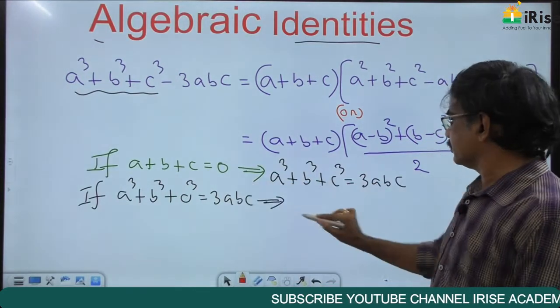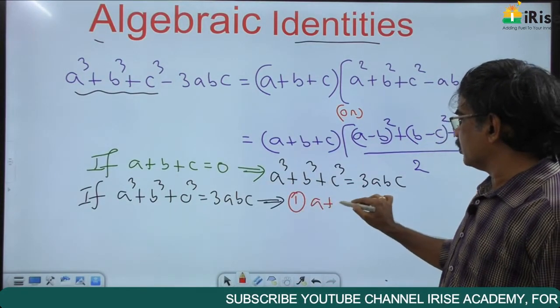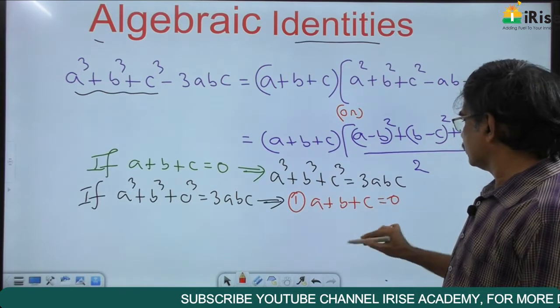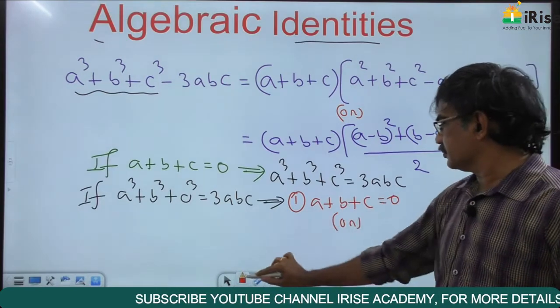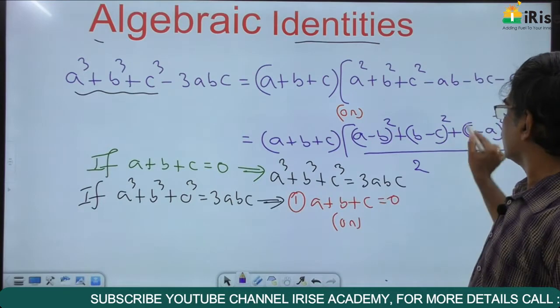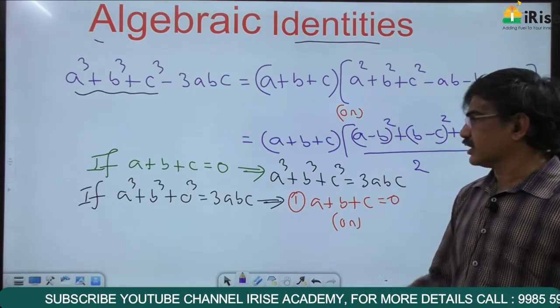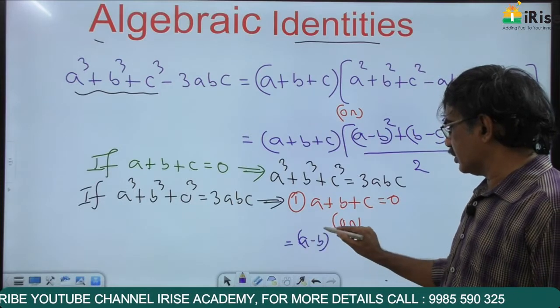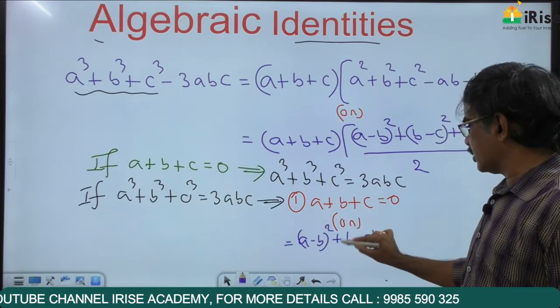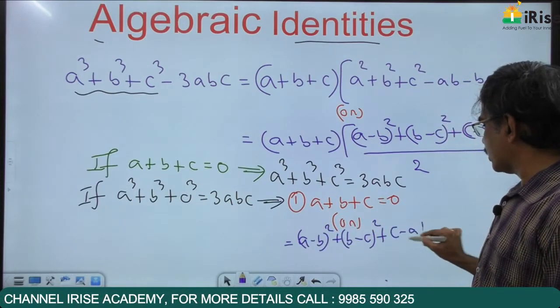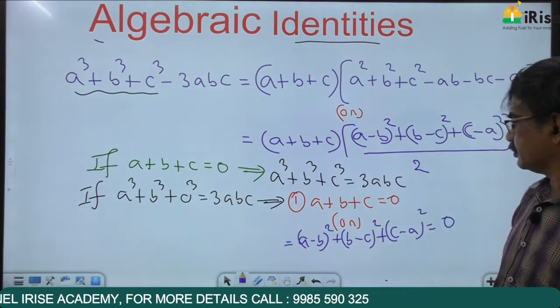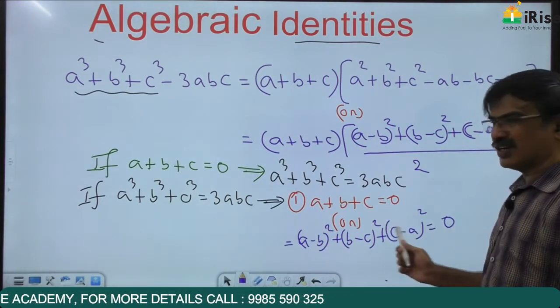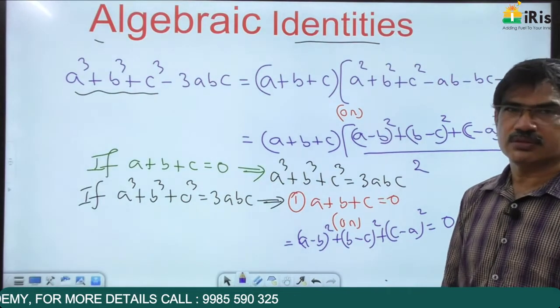Case 1, either a plus b plus c is 0, or the second part is 0. What is the second part? (a minus b) whole square, a very important concept, plus (b minus c) whole square plus (c minus a) whole square is equal to 0. This is the sum of squares of three terms equal to 0.